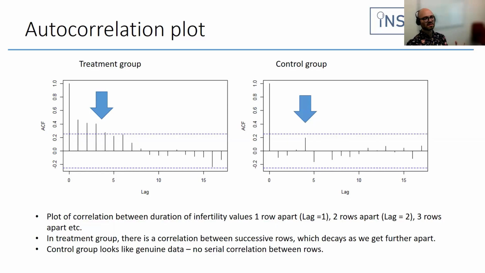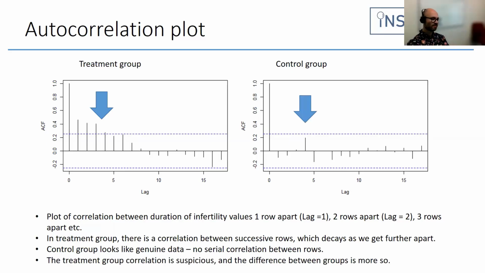But that isn't present at all in the control group. The control group looks like genuine data there. There is no serial correlation. And what I'd say for that one is the treatment group correlation is quite suspicious, but the fact that there's this big difference between groups in this baseline measurement autocorrelation is even more so.